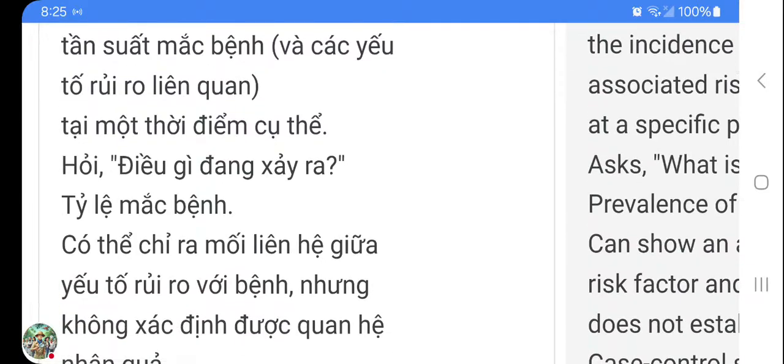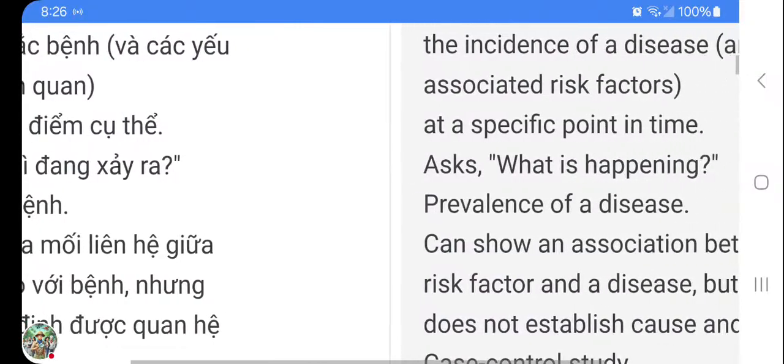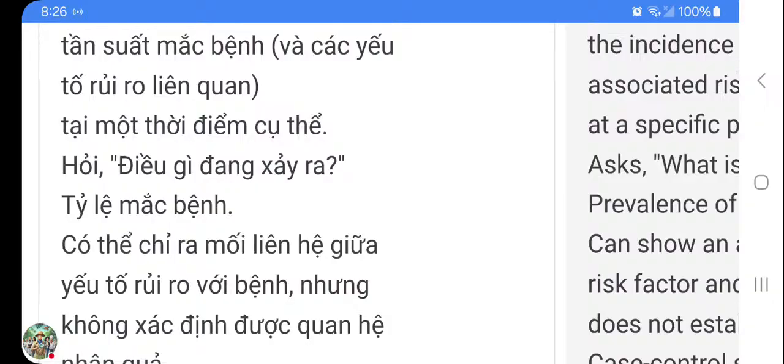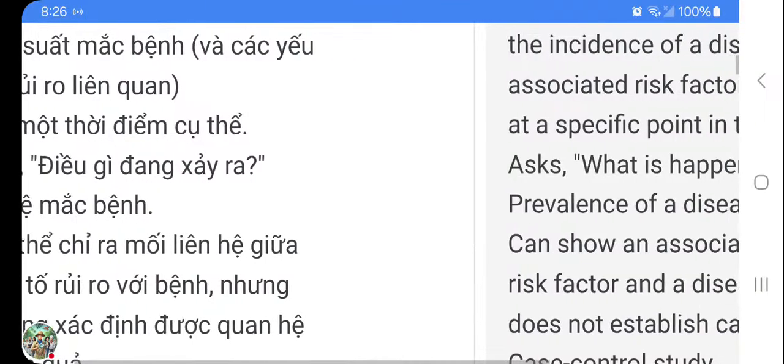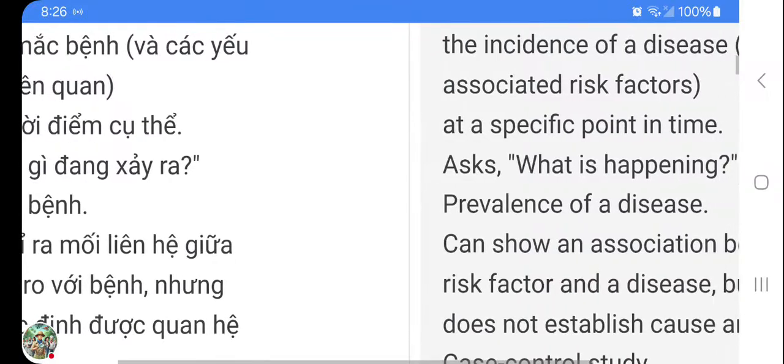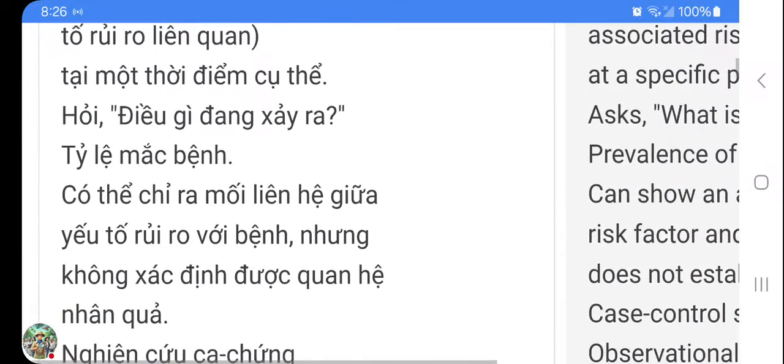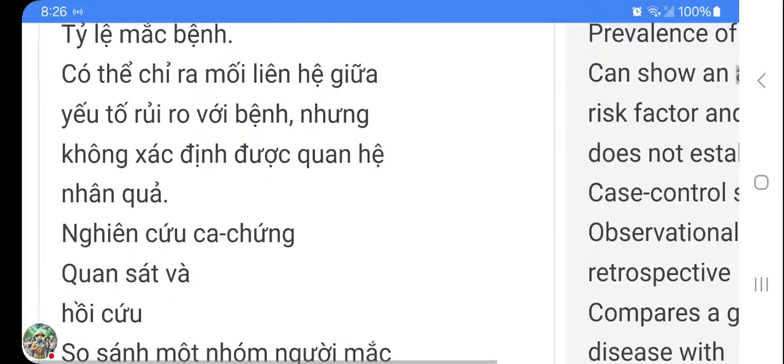And the question is: what's happening? Something is going on in the present time. So we measure the prevalence of disease. I can show an association between risk factor and disease, but they cannot establish cause and effect. Okay, cannot establish causality.